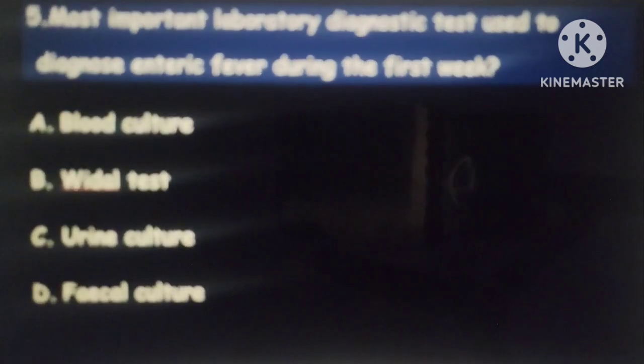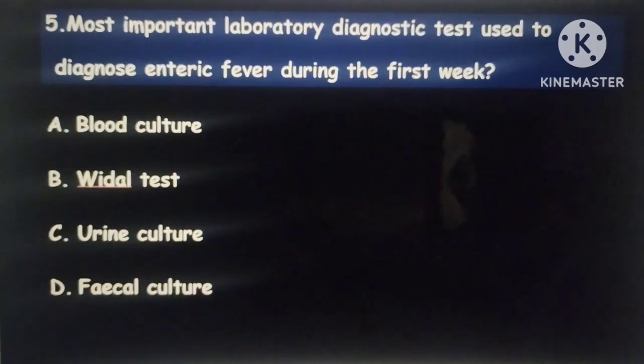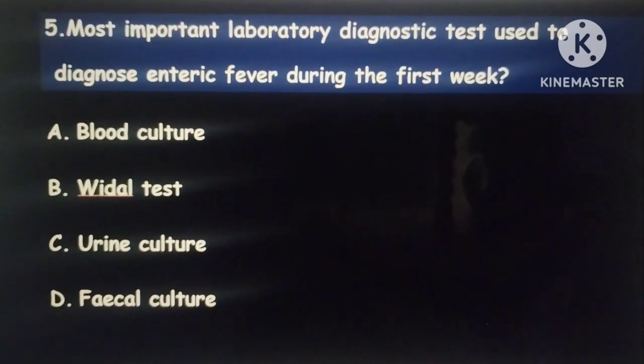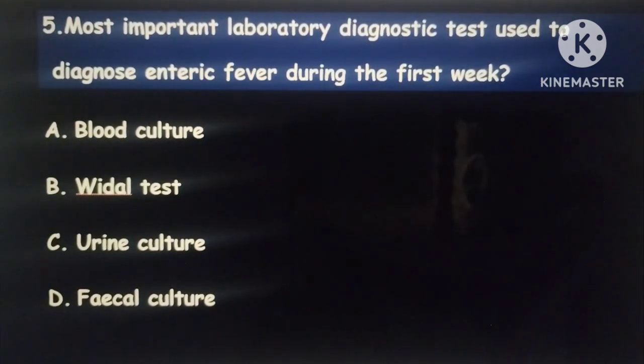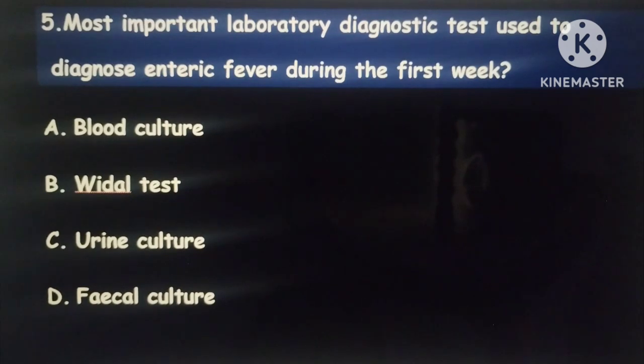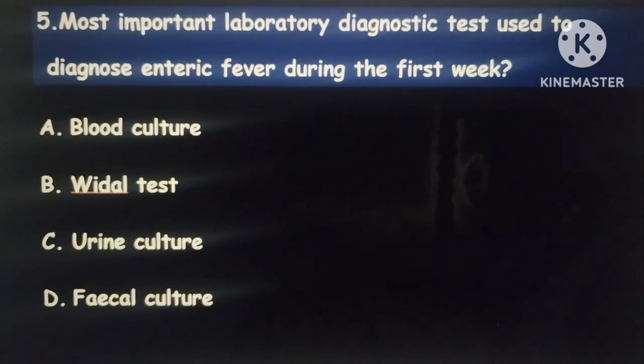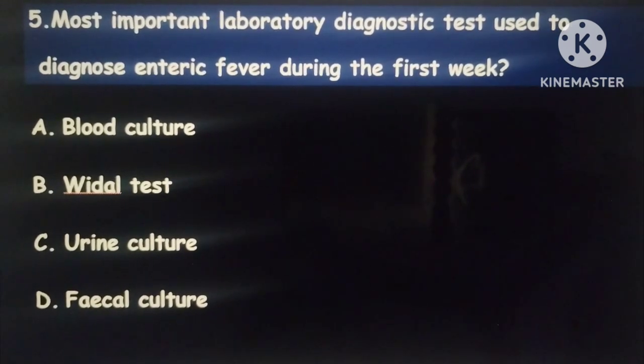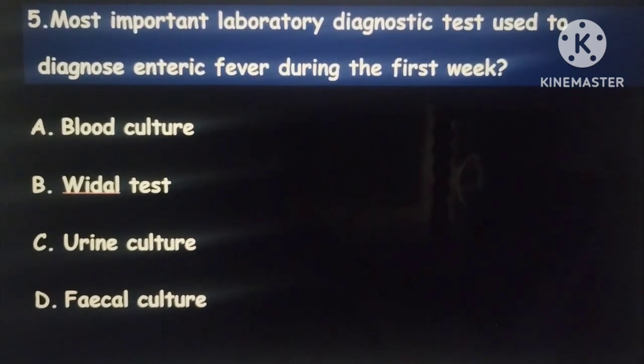Coming to the fifth question. So here the most important lab diagnostic test used to diagnose enteric fever during the first week. Okay, so here you want to diagnose typhoid fever during the first week. So the options given here are blood culture, Vidal test, urine culture and fecal culture.